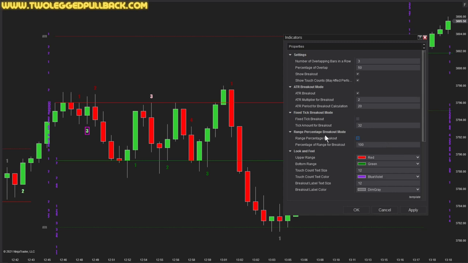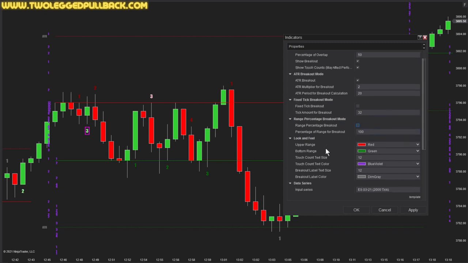The range percentage breakout mode uses a percentage of the trading range above and below the trading range in order to detect a successful breakout. The default is 100. In the next section, the look and feel settings configure the colors and the font sizes of the trading range indicator.